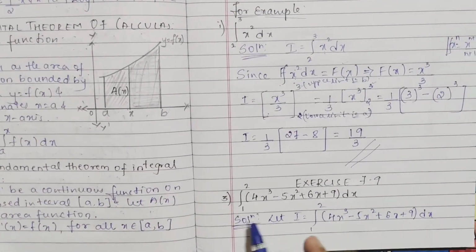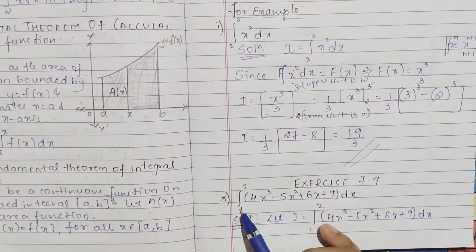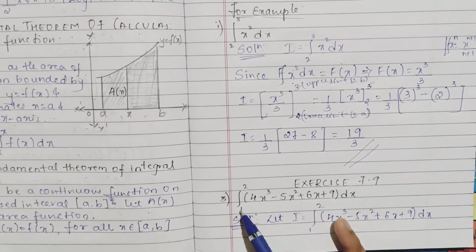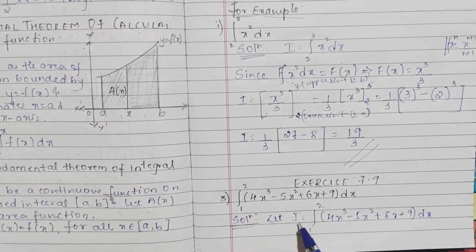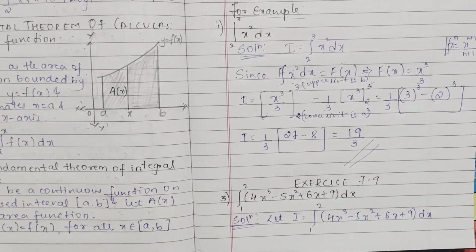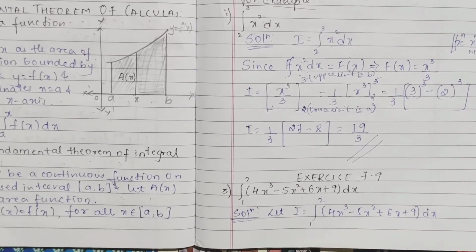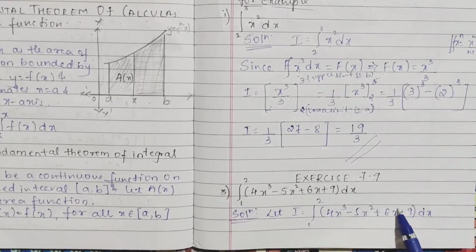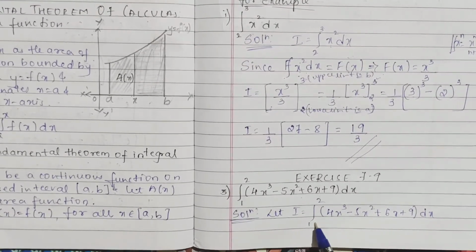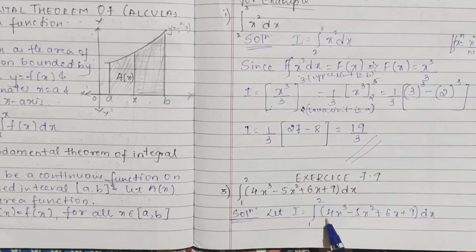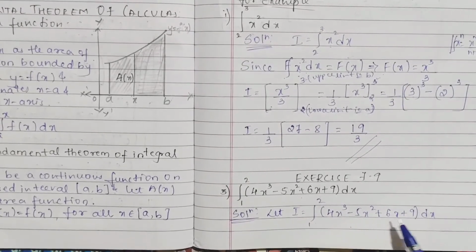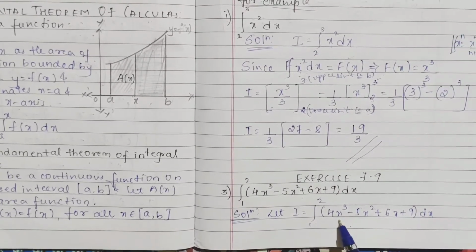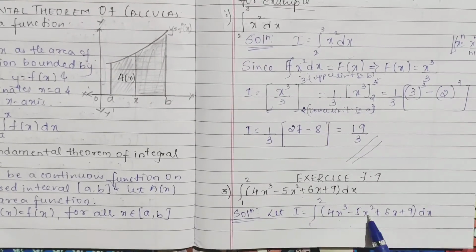Exercise 7.9, third question I have taken. Integration of 4x cube minus 5x square plus 6x plus 9 dx, and the integral is from 1 to 2. So first write let I is equal to, now we'll integrate it. Here it is a full polynomial function, so we integrate only the variables. If you want, you can do it separately for each term, or directly at a time, because here we are applying the x raised to n rule on each term.